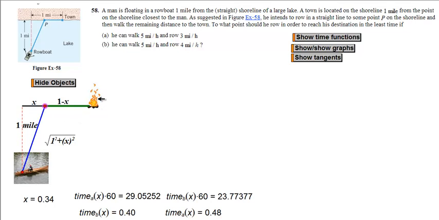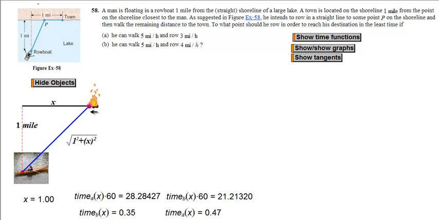I add a little fire here. Maybe let's pretend his house is on fire, and he gets a cell phone message. So he has to get to the fire as quickly as possible. Now, you could imagine that he could just row all the way there. I guess he has a house on the lake.